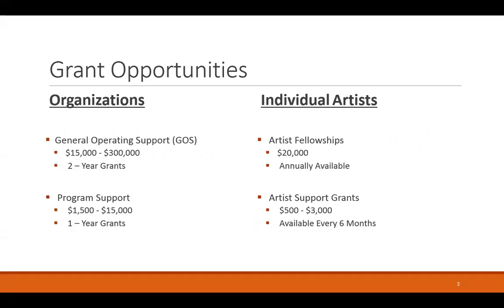We have 2 to organizations. They are general operating support, which is for our larger arts-focused organizations. These are 2-year grants. We then have program support. These are for smaller organizations, and for organizations who are not entirely arts organizations, but are maybe doing some arts programming. So sometimes that'll be like a social service organization, etc. And these are 1-year grants.